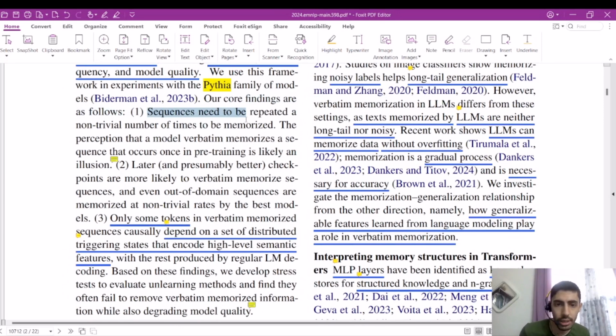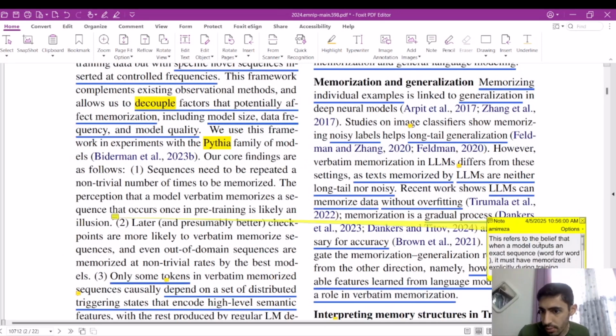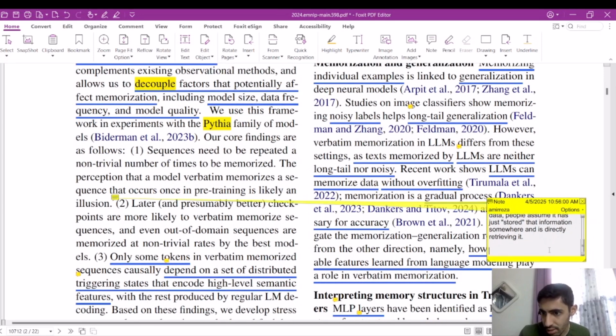For example, non-trivial repetition is necessary. This refers to the belief that when a model outputs an exact sequence word for word, it must have memorized it explicitly during training. A sequence that occurs once in pre-training is likely an illusion. Let's explain more. In other words, if the model generates something exactly as it appeared in the training data, people assume it has just stored that information somewhere and directly retrieved it.